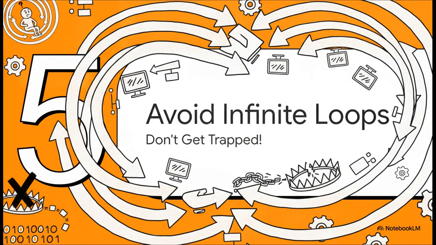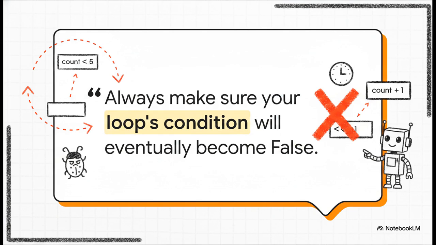Section 5, avoiding infinite loops. Okay, listen up, because this is the absolute golden rule of debugging loops. Always make sure your loop's condition will eventually become false. If you set up a while loop that says while count is less than 5, but you completely forget to write the code that actually adds to that count, like count plus 1, then guess what?